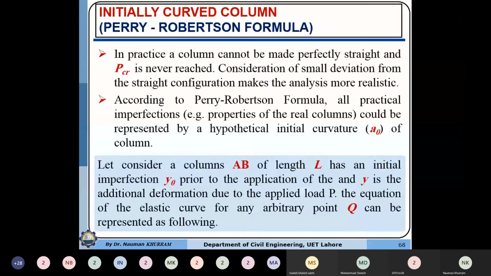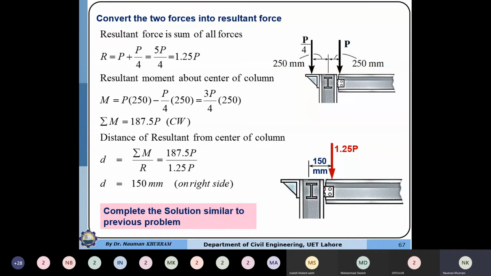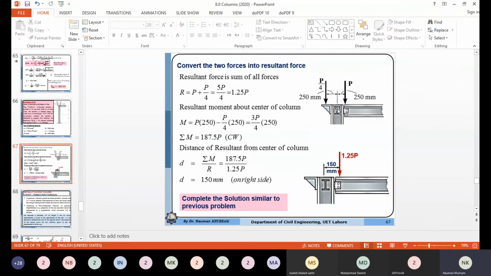So at the moment, I would like to take some questions. If you have some quick question, then I will be able to answer. Okay, roll number 18. Yes, what is the question?